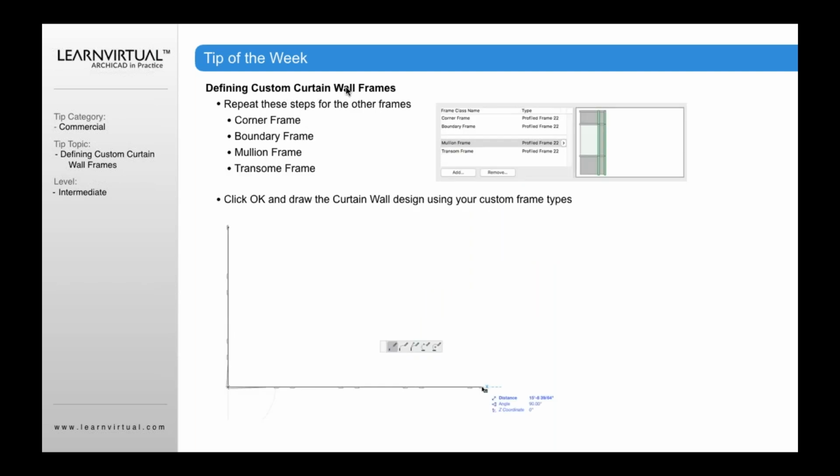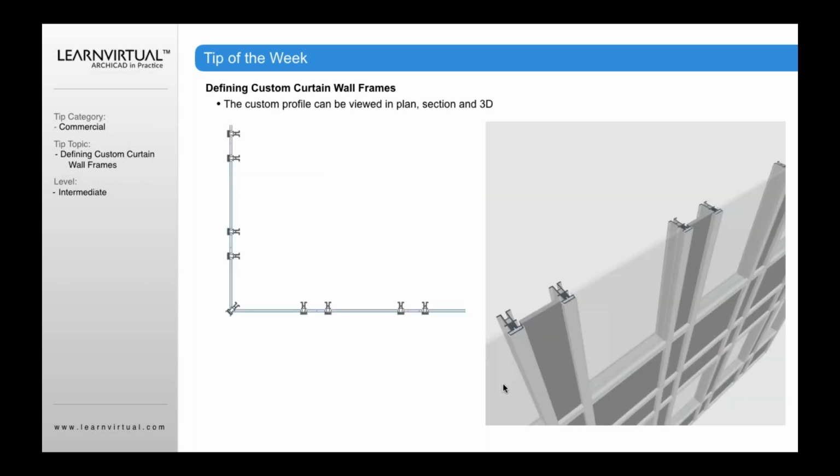And finally, you want to make sure that you repeat those steps for each of the corner, the boundary, the mullion, and the transom frame. So all four of those frames, you need to make sure to go through and set the same, assuming that you want the same type of frame for each of those, because if you don't, then you'll have different shape frames and different sizes and different offsets and insets, etc. So you just want to make sure that you repeat those same steps for every frame that you have so that those are consistent. Once you've done that, click OK, and then you start to draw your curtain wall design.